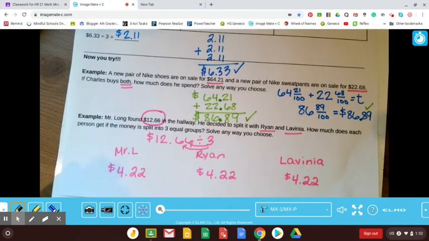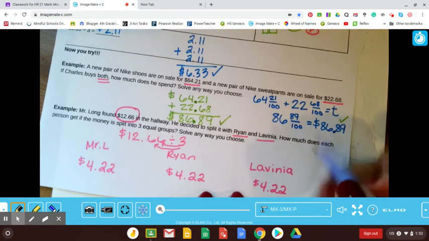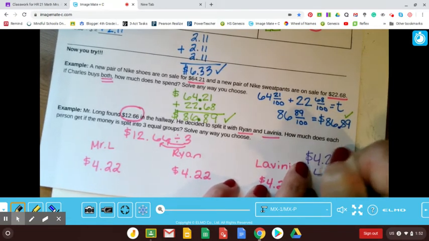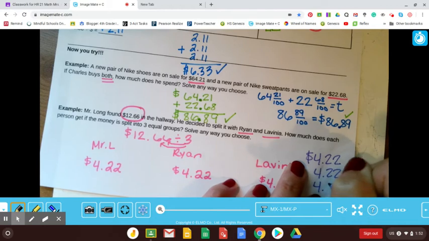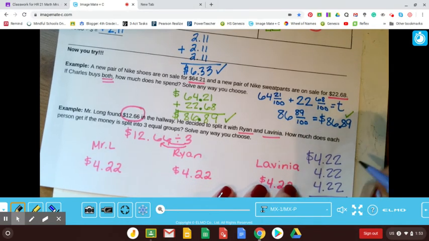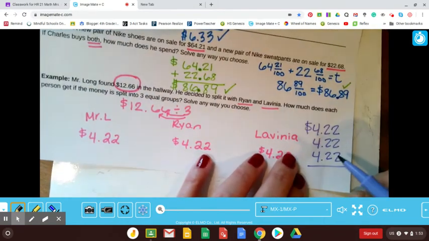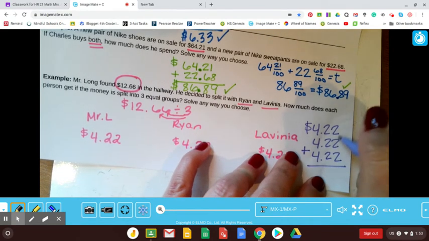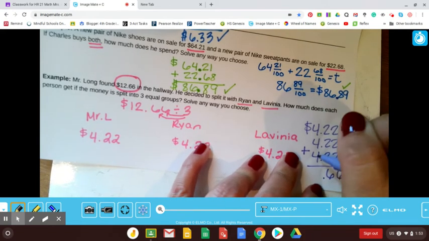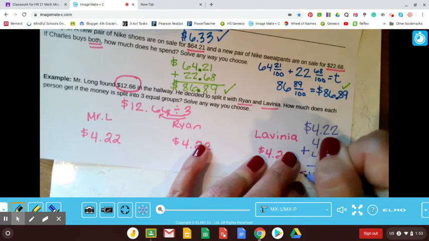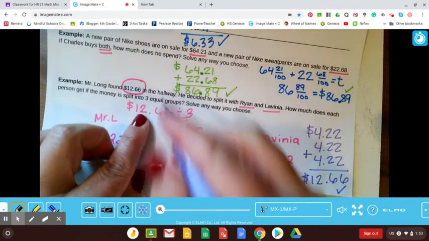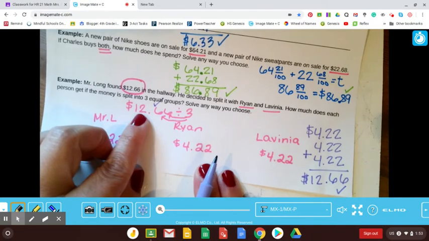Just to check this, make sure that I'm correct, I could use that standard algorithm to add everything up. $4.22 plus $4.22 plus $4.22. I could also multiply. If you knew how to do that, you could do 422 times 3. 2 times 3 is 6, 2 times 3 is 6, 4 times 3 is 12. And so I get 1266 here, and that is my answer. All right, so I know that I am correct.